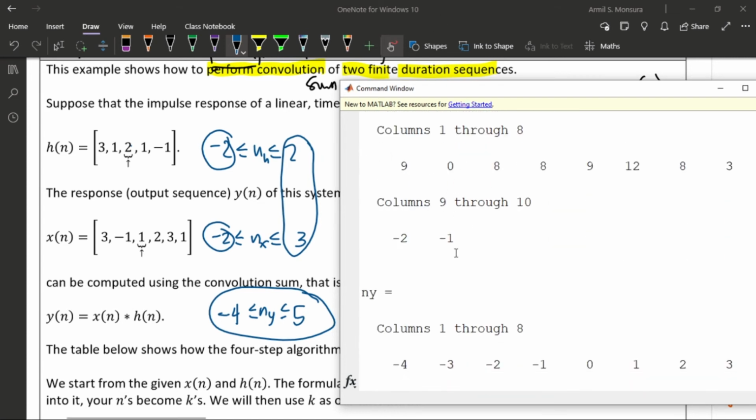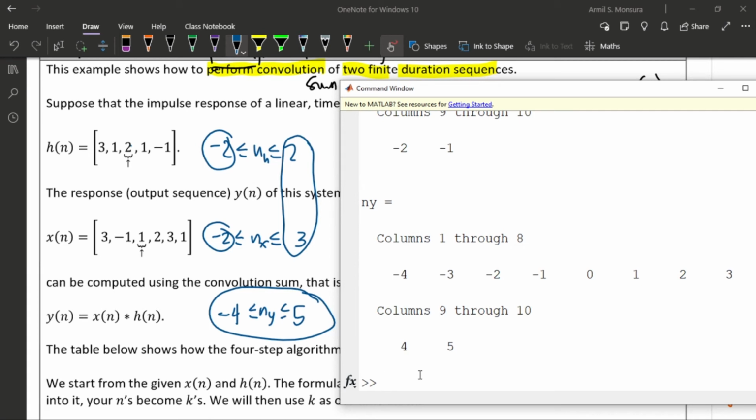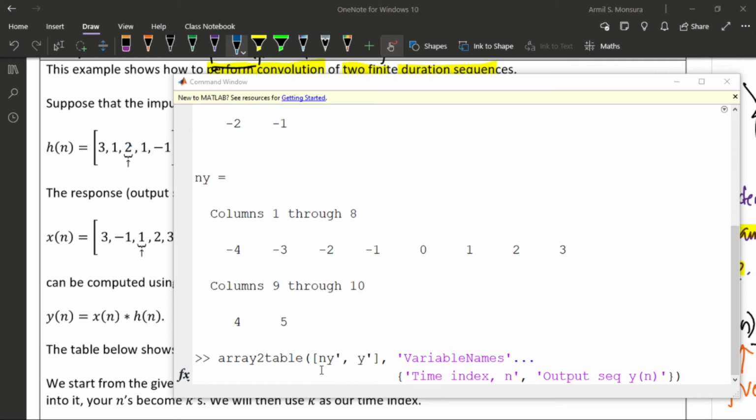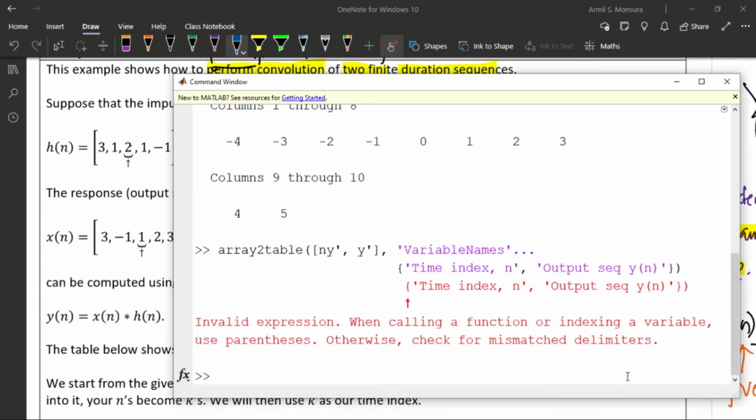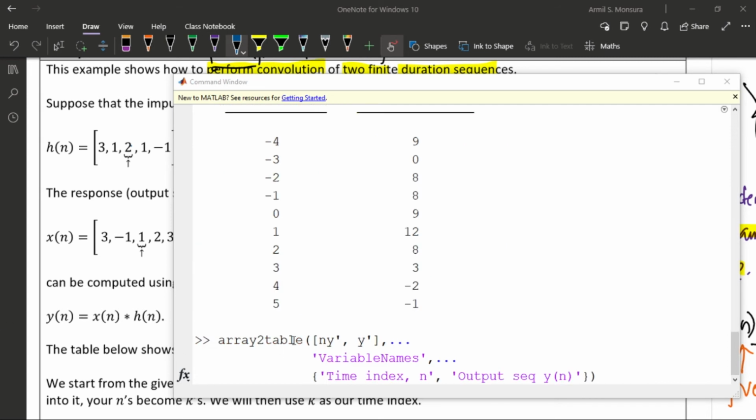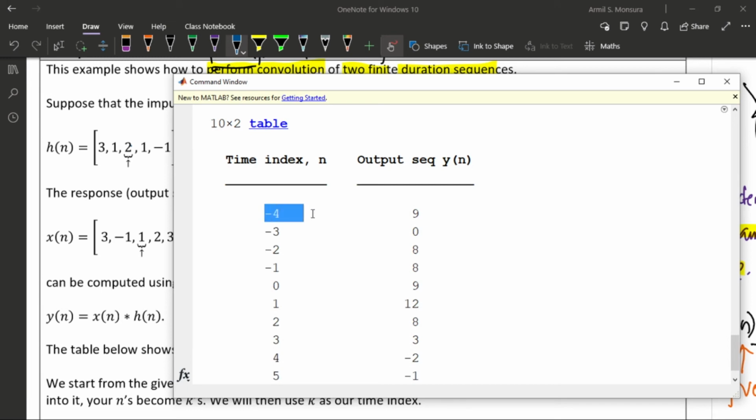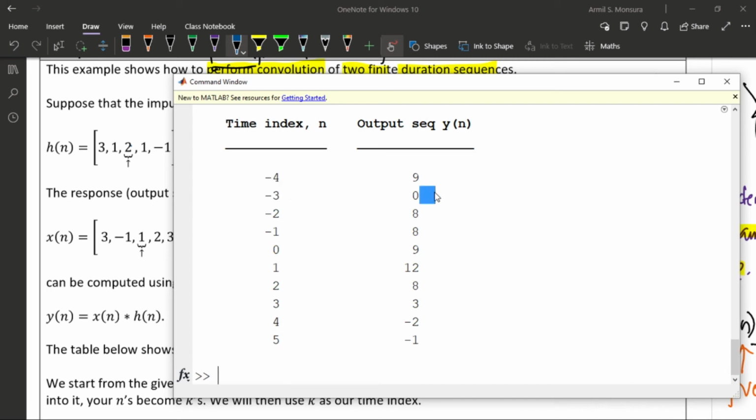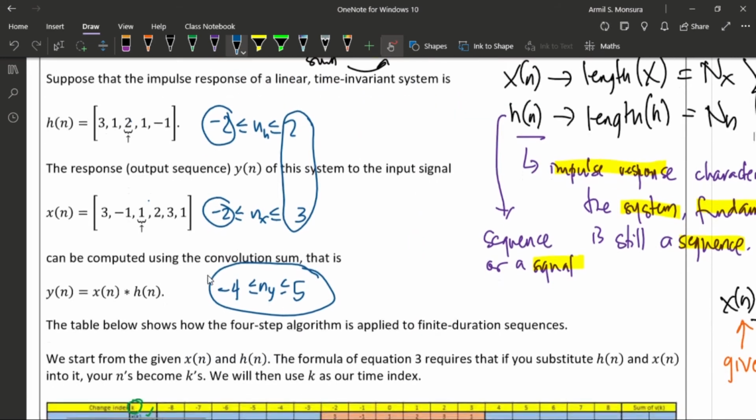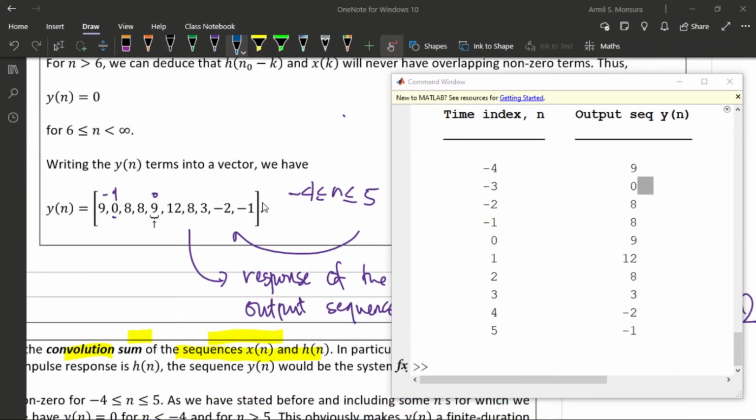So, malaman natin ngayon na gawin natin siyang column, no? So, let's tabulate yung yn tsaka n natin, using this array to table command. So we'll use the following array to table commands. Medyo nagkamali ako dahil nakalimutan ko lagay ng comma pagkatapos ng variable names na description. Okay, so enter natin to. So we'll have the following table of values. So for n equals negative 4, ang value ng sequence natin is 9. For negative 3, 0, and so on. Now, you can see na consistent dun sa sagot na nakuha natin dun sa example 2.